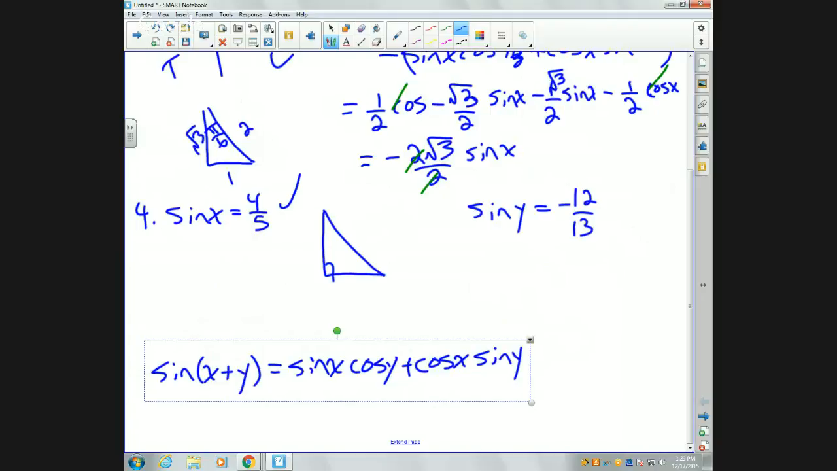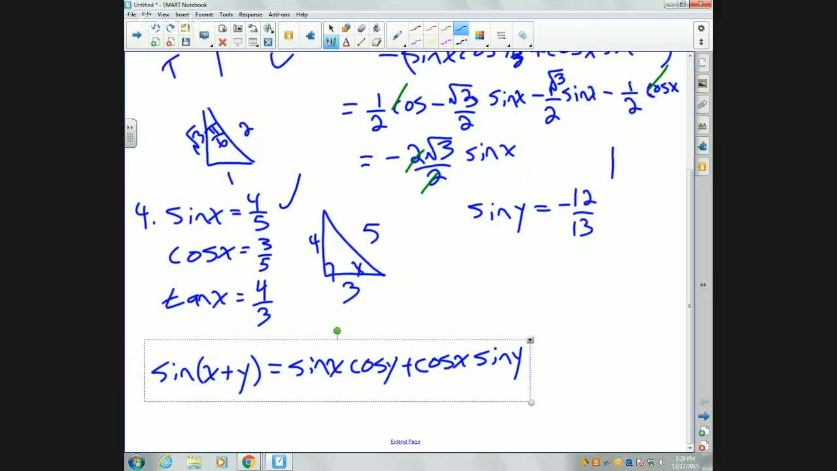If the sine is 4 over 5, we'll call this angle x. This becomes 4, this is 5. Pythagorean Theorem, that side's 3. So the cos of x then is 3 over 5. And the tan of x is the opposite over the adjacent, 4/3. I guess we don't need tan though, because we're just plugging into here.